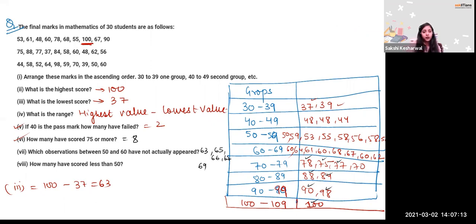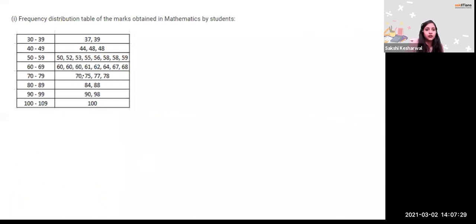Now how many have scored less than 50? Less than 50, so you don't have to count 50. Less than 50 is how many? 37, 39, 48, 48, and 44. So how many students are there? 5. That's it. This is how you will be doing the question. I'll be showing you this. Just see, it's written like this.